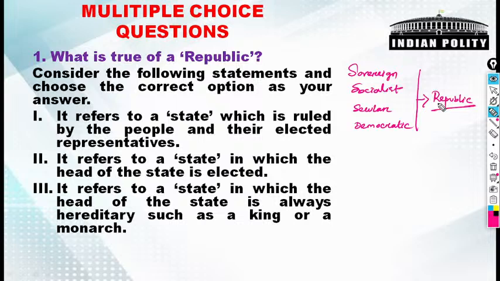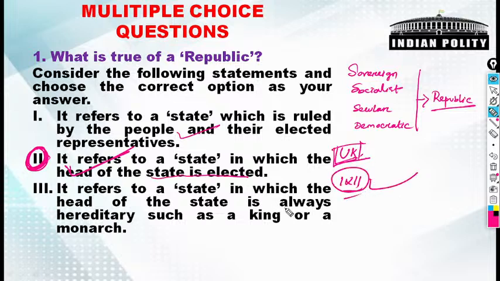Then what does republic mean? A republic primarily means rule by the state and the elected representatives. It can be the answer also, and in which the head of the state is elected. That is the vital meaning of republic. A country cannot be called a republic unless its head of the state is elected. So England, Japan cannot be called republic because their head is not elected, their head is hereditary in nature. That is the most important part of the republic. So the answer will be 1 and 2.